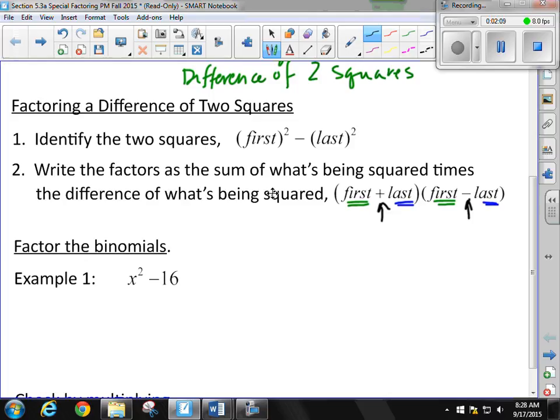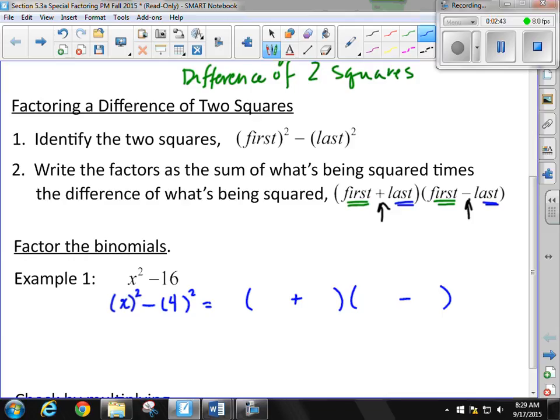So let's look at some examples. Example number 1 says we have x squared minus 16. The first thing that I'm squaring is the x. Minus, I do have a difference here, and 16 can be rewritten as something squared. So that thing that we square to get 16 is 4. So I do have something squared minus something squared. My method says we're going to take the first plus the last, the first minus the last. Always one plus and one minus.